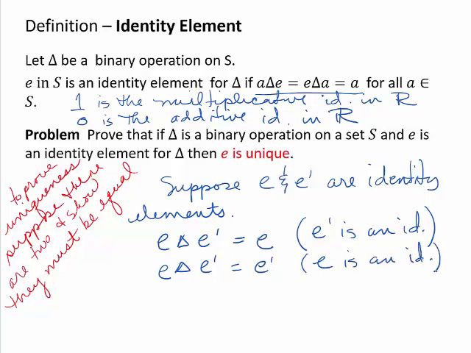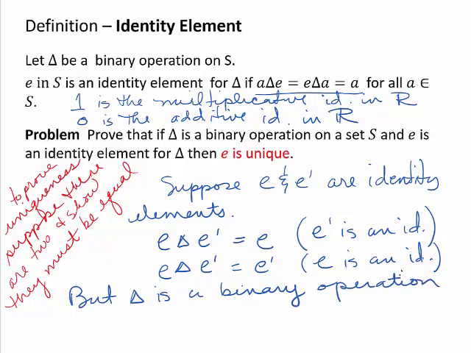But delta is a binary operation. So E delta E prime only gives you one answer. And we can conclude, so E is equal to E prime. And thus, the identity is unique.